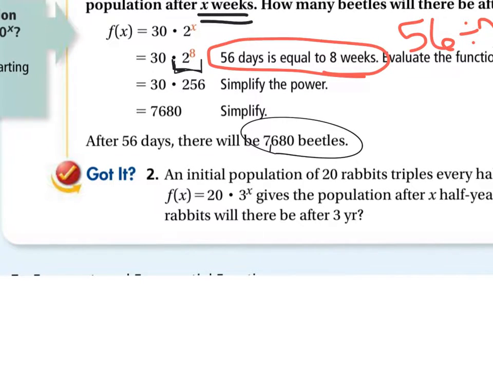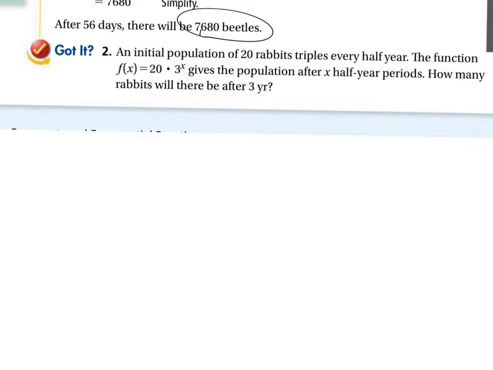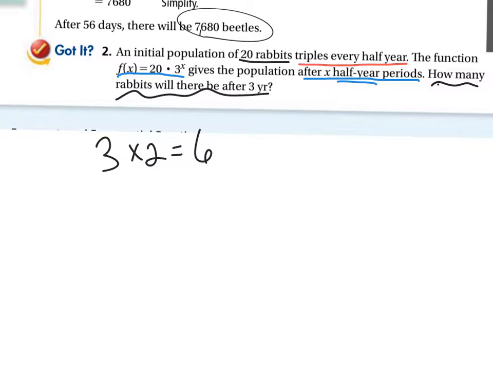So similar idea, we've got It 2. Rabbits, always rabbits. Initial population of 20 rabbits, triples every half year. So here's our function, and that's the population after x half-year periods. And the question is, how many rabbits will there be after 3 years? Okay, so once again, we have to watch this because they're talking about half-year periods. So in 3 years, we're looking at how many half-year periods do we have. We would have 6 half-year periods.